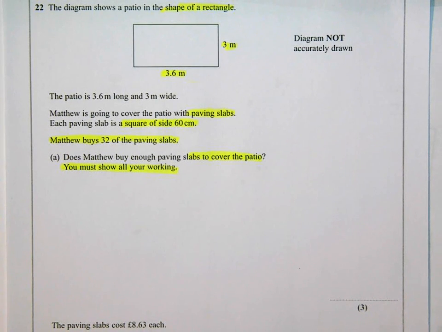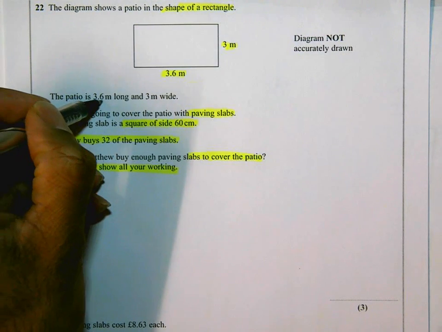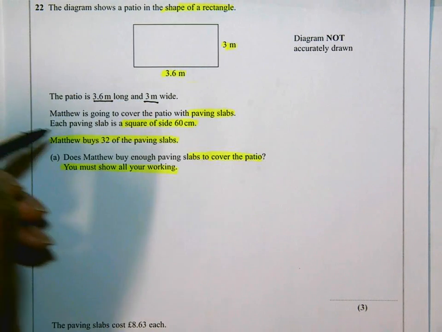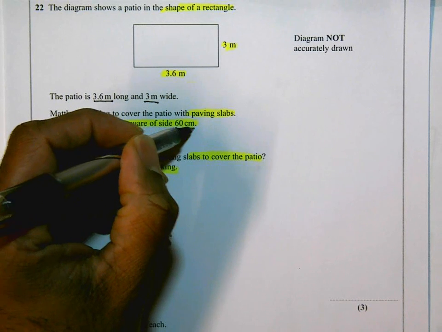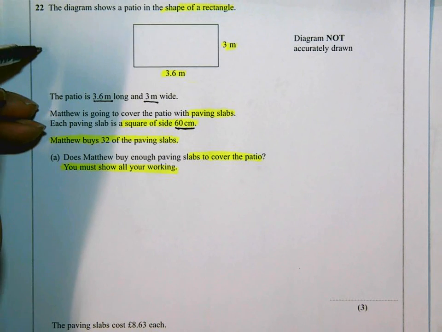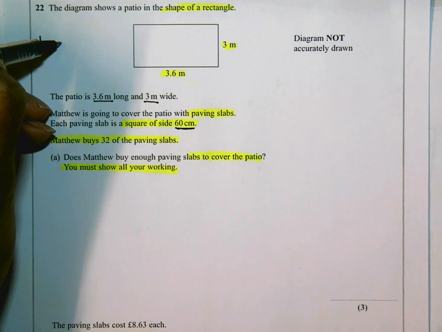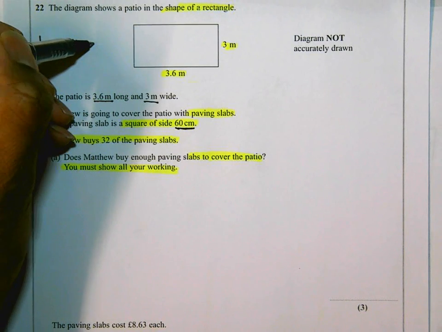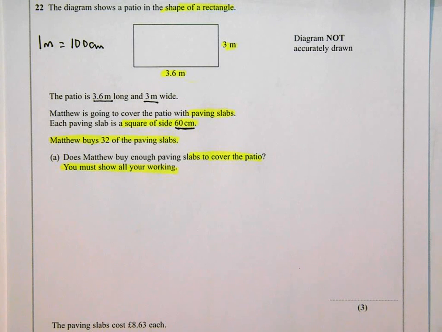Now, there are a couple of important things to pick up as you're reading through the question. The length and width of the patio are given in meters, but the side of the slab is given in centimeters. So that means you need to do a conversion between units. You need to know to begin with that 1 meter is 100 centimeters. You need to use that so that you can put all the units the same.